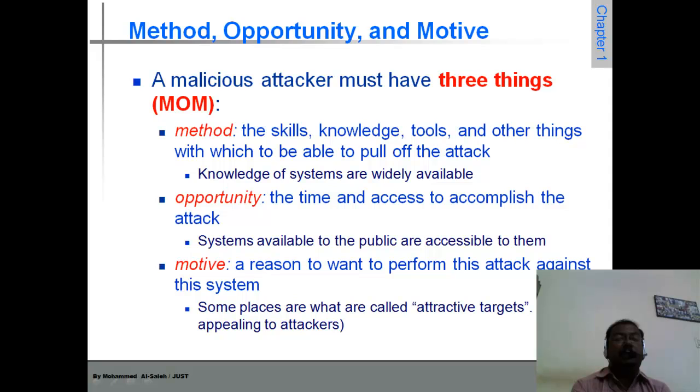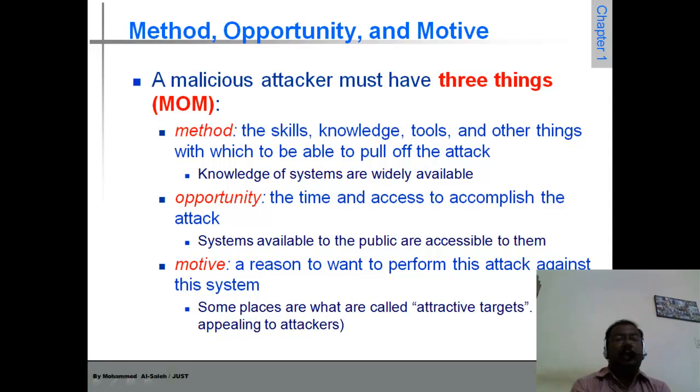The knowledge of systems is widely available. If you want to learn the system, there are a lot of ways that you can learn the system and try to accomplish the attack. Next is the opportunity. It is the time and the access to accomplish the attack. Systems available to the public are accessible to them. So you create an opportunity or you use an opportunity that is already there.